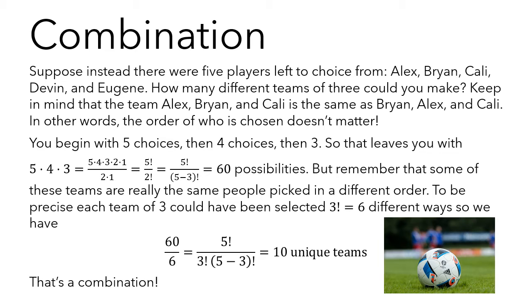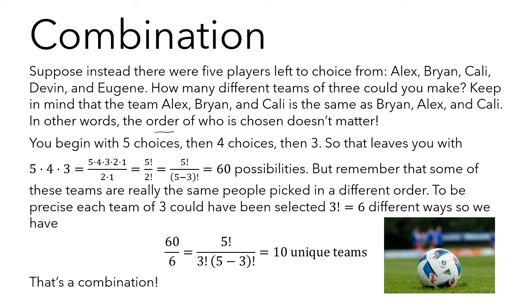Now suppose instead there were actually 5 players left to choose from: Alex, Brian, Callie, Devin, and Eugene. How many different teams of 3 could you make? And keep in mind that a team like Alex, Brian, Callie, and Brian, Alex, Callie, and Callie, Alex, Brian, the same people, makes the same team. Doesn't matter the order in which you choose them. So that's key. Alright, so here's how we figure it out.